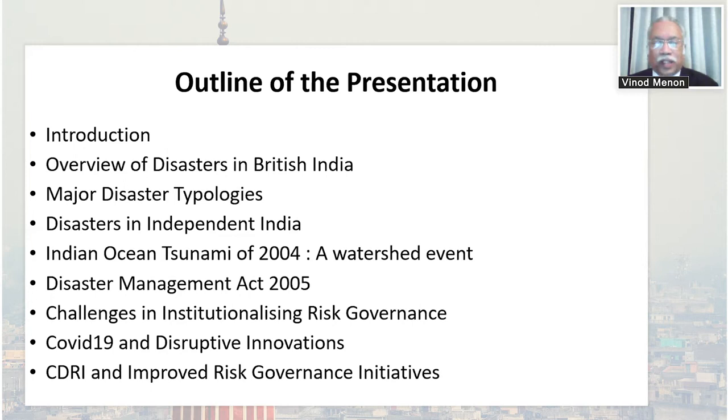We will start with looking at the history of disasters in India, in British India, and then look at major disaster typologies, and look at post-independent India, that is after 1947, how the disaster management systems started evolving over time. The Indian Ocean tsunami of 2004 becomes a watershed event. Then the Disaster Management Act was passed in India in 2005, as in most other countries of the world. We look at the challenges in institutionalizing risk governance, and look at COVID-19 and the disruptive innovations which are happening, including the vaccination drive and campaign. And also look at the Coalition for Disaster Resilient Infrastructure and improved risk governance initiatives, pioneered by the UN Disaster Risk Reduction Agency based in Geneva, along with the Indian National Disaster Management Authority in New Delhi.